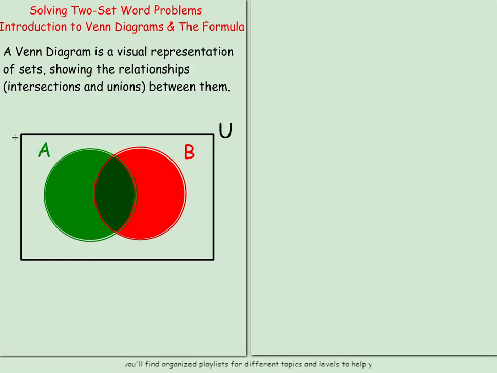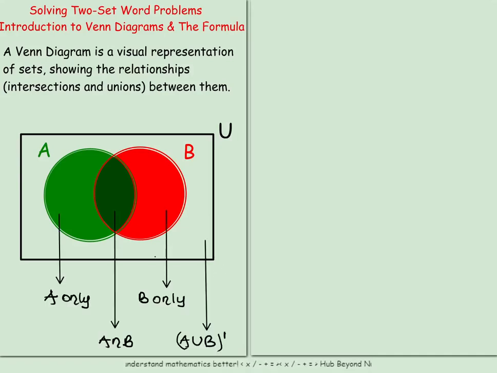So let me write the labels for you. As you can see, this green aspect here is what we call the A only, excluding what you have in the intersection. Then what you have in the intersection is the A and B, or A intersection B, as you see right here. For all of B excluding the intersection, we call it B only. And finally, for what is outside both A and B, we call it the A union B prime, or complement.